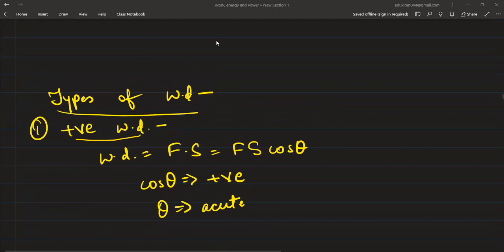See, always write the positive work done and everything, not just by the graph. You have to get it mathematically also. So it is based upon the angle.